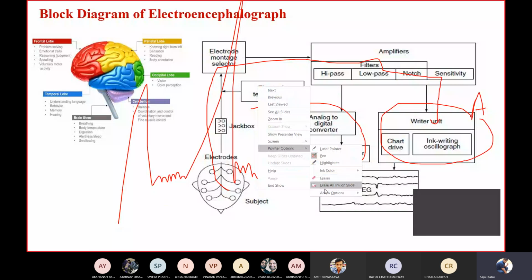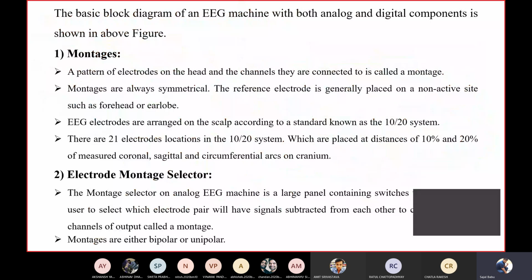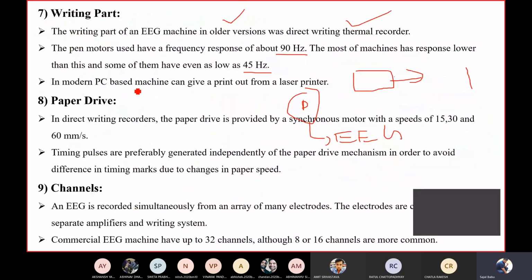Okay, and coming on to the modern type. Nowadays they come built in with a laser printer. Whenever the EEG gets completed, we get a printed copy out from the laser printer. There is no need for any pen drive. This particular writing part is only needed if you are using a pen and paper.